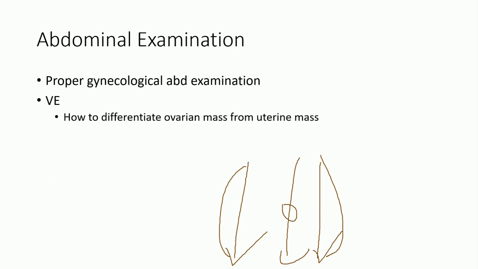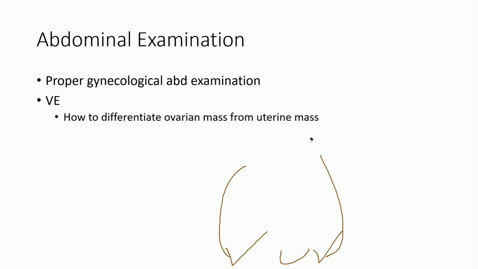Sometimes they may ask you to elicit it while doing the examination. Sometimes they may ask in the question while discussing. So how to do it? There are several techniques to differentiate ovarian mass from uterine mass. In the palpation, the abdominal examination, there are techniques. When we are palpating the mass, we have to try to get below the lump, like I'm explaining here.